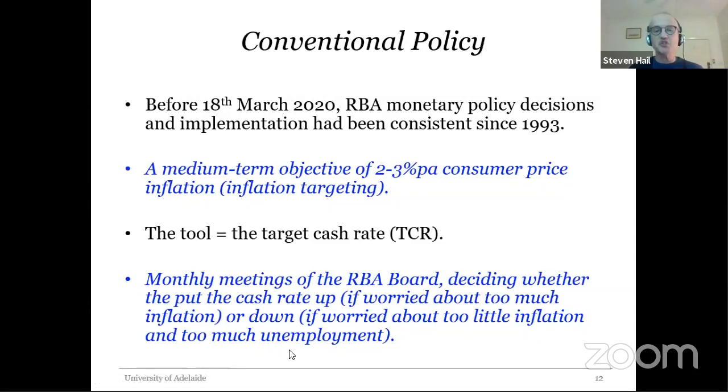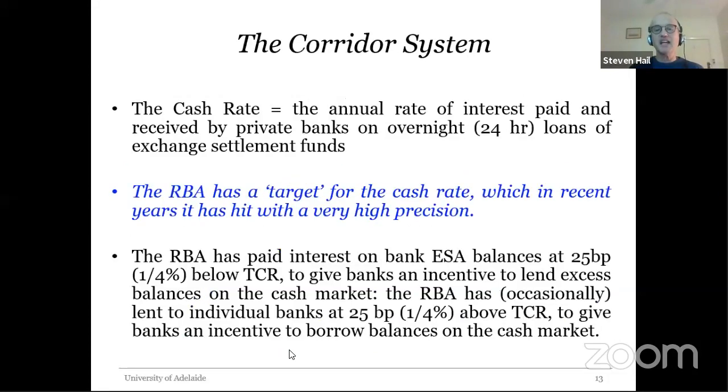They meet on the first Tuesday of each month. And at that meeting, they're supposed to decide whether to put the target for the cash rate up, which you do if you thought spending was out of control and inflation was accelerating and you needed to bear down on inflation by discouraging borrowing and spending in the private sector. Or, and of course, they've been doing this most of the time in recent years, put the target for the cash rate down if you're worried that the economy is not growing quickly enough, there may be a recession, unemployment is too high and might be rising, and you're worried about missing inflation on the low side. The cash rate, I've already defined that.